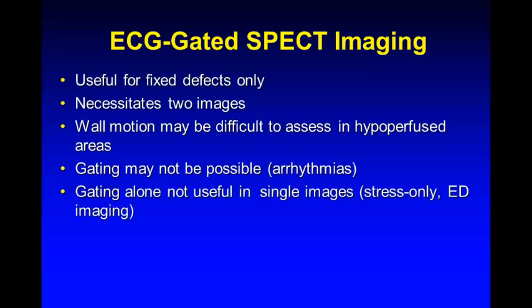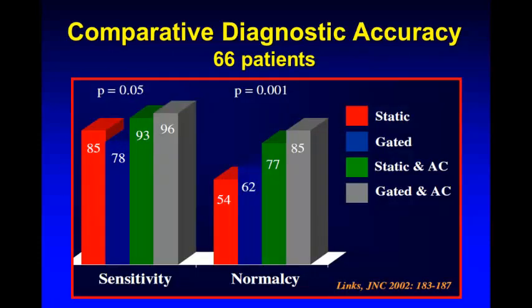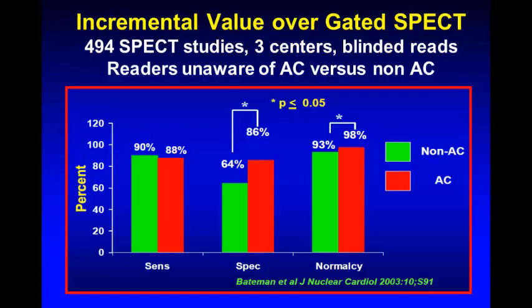I'm going to move a little bit quickly here, but you can see here that attenuation correction adds over gating. In red are the static images, where normalcy is 54%, but when we move up with gated, we go up to 62%. When we add attenuation correction, the normalcy goes up to 77 and 85%, depending on what you look at. So it does increase our specificity and increases faith in our field.